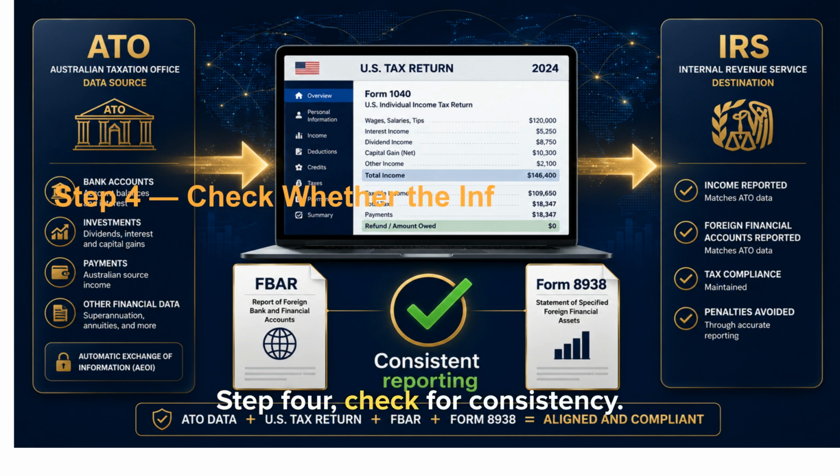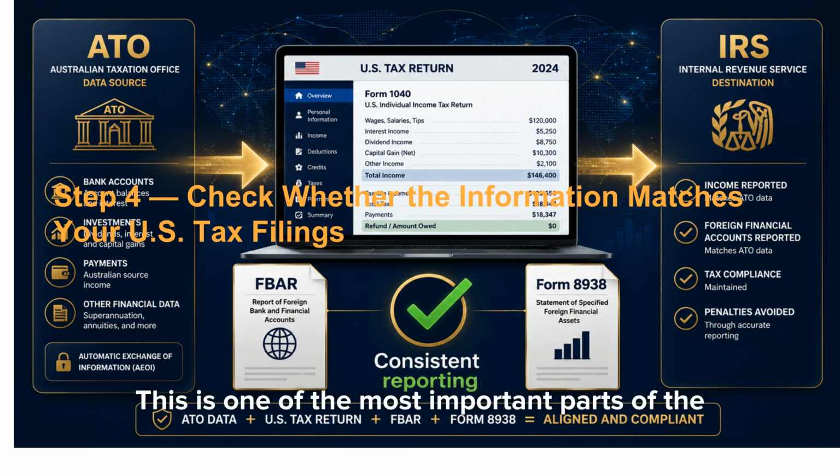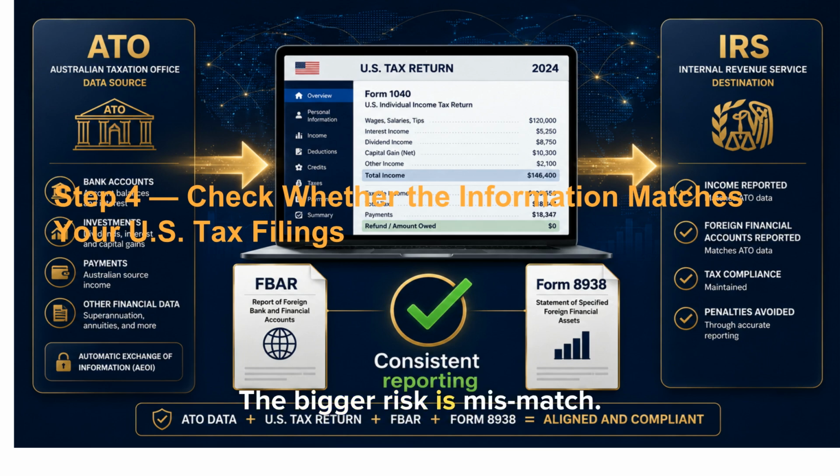Step 4. Check for consistency. This is one of the most important parts of the video. The biggest risk is not simply having an Australian account. The bigger risk is mismatch.